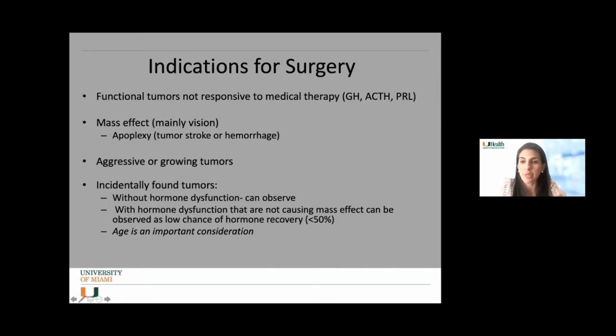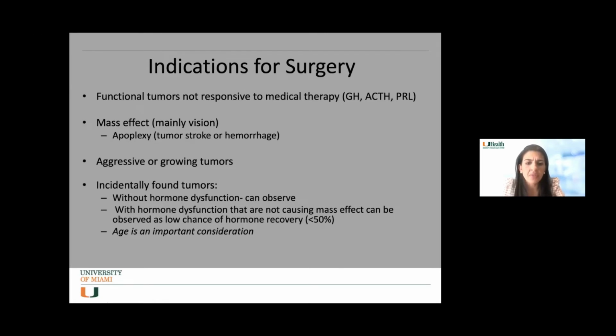Best treated with surgery. Another reason to perform surgery for these is mass effect, mostly on vision, and this could be just direct mass effect or due to an acute situation such as an apoplexy. Aggressive or growing tumors are also tumors that you may have to at some point handle, both with surgery as well as adjuvant therapy.